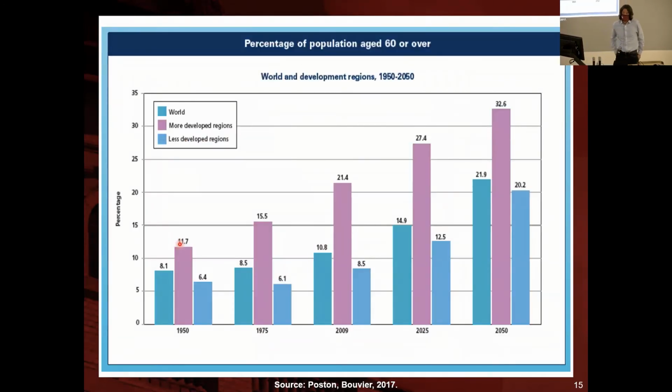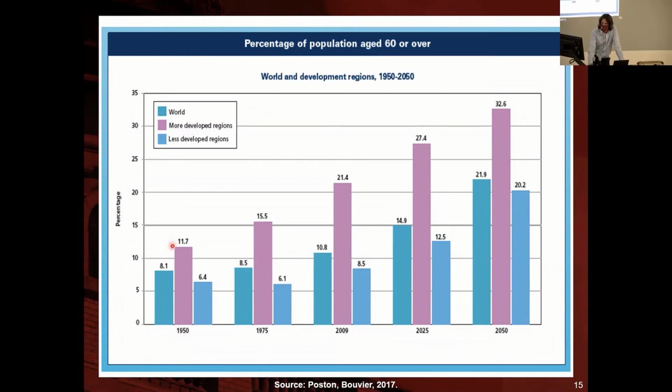And this is another way to show population getting older in the world, in more developed regions and less developed regions. And this is the percentage of population with at least 60 years of age. So overall, we have a higher percentage of people with at least 60 years of age in the world, from 8.1% in 1950 to almost 22% in 2050.